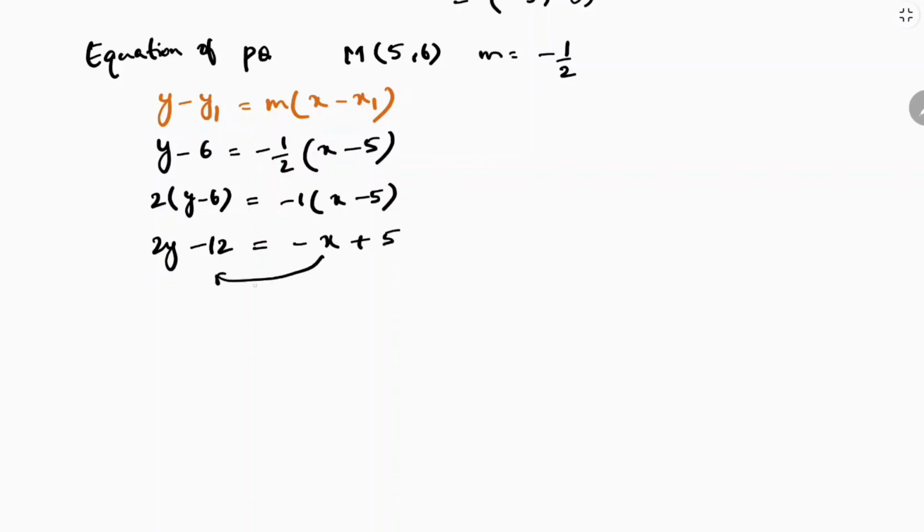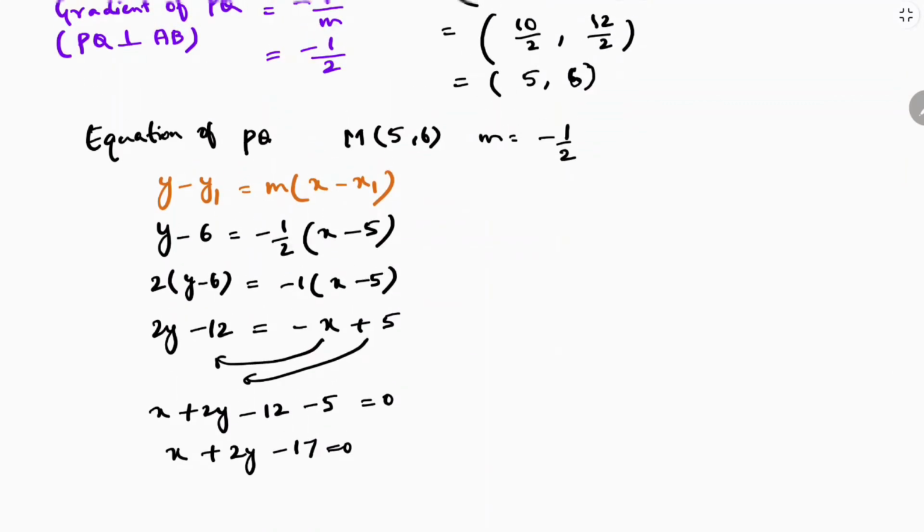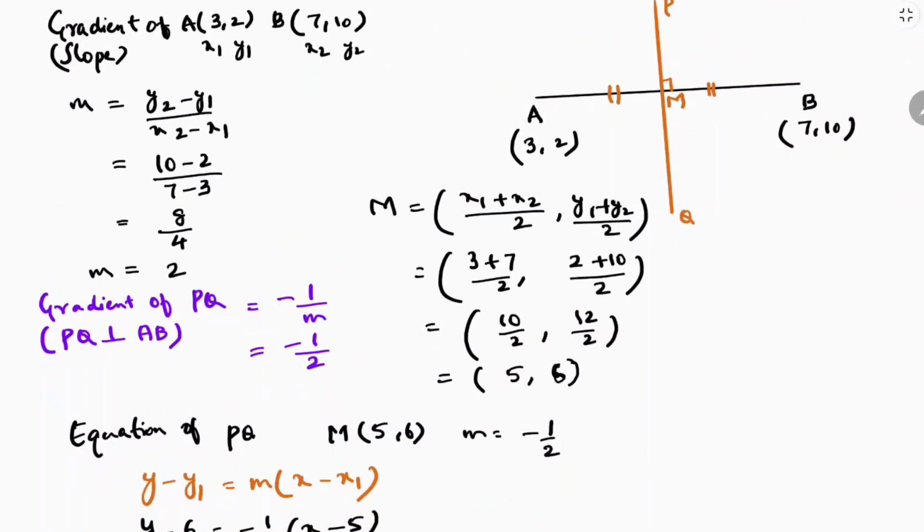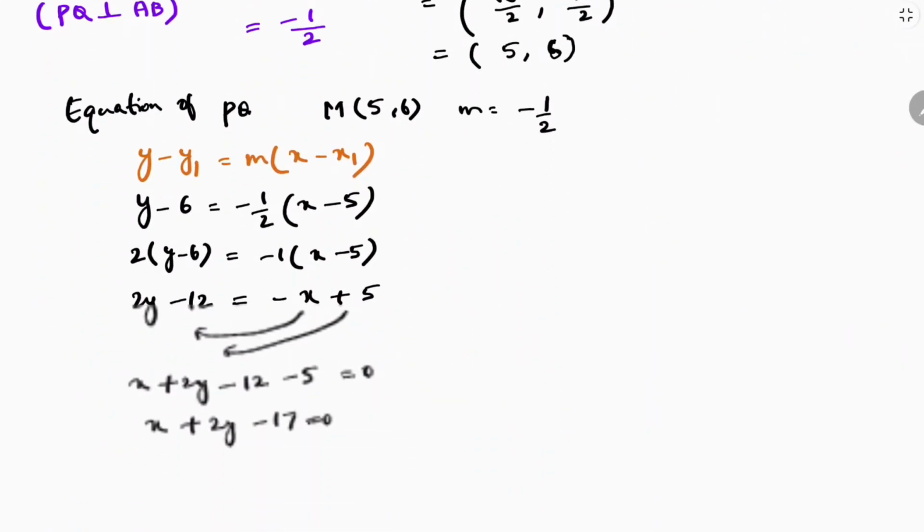So if we transpose everything to the left side, I'll get x plus 2y minus 12 minus 5. So x plus 2y minus 17 equals 0. So x plus 2y minus 17 equals 0. So the equation of the perpendicular bisector of AB is x plus 2y minus 17.